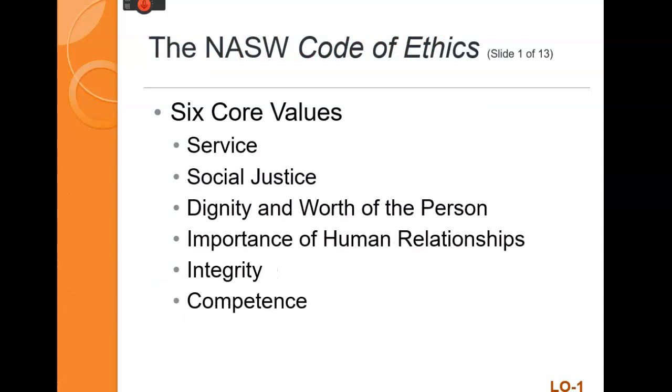The NASW Code of Ethics highlights six core values in the social work profession. Those core values are service, social justice, dignity and worth of the person, importance of human relationships, integrity, and competence.